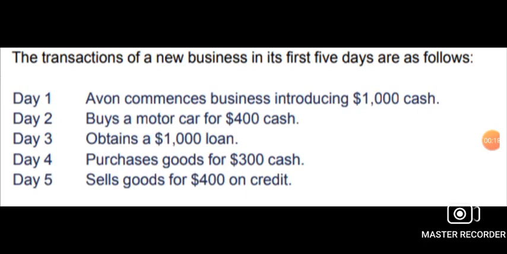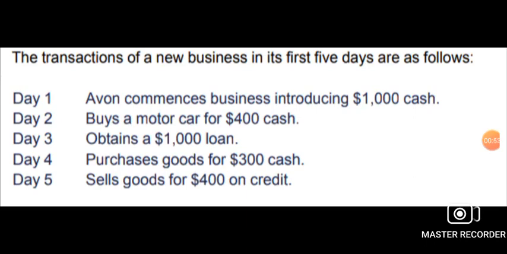Okay, so suppose you have such a scenario. The transactions of a new business in the first 5 days are as follows. Day 1, Avon commences business introducing 1,000 cash. What happens? What accounts need to be created? Most of the time, for every transaction, there should be at least 2 accounts. Take note of the word that I've used, at least. There are times when you can even have 3, but at least 2 accounts, so that we'll be able to see the double entry proceeding in those accounts.